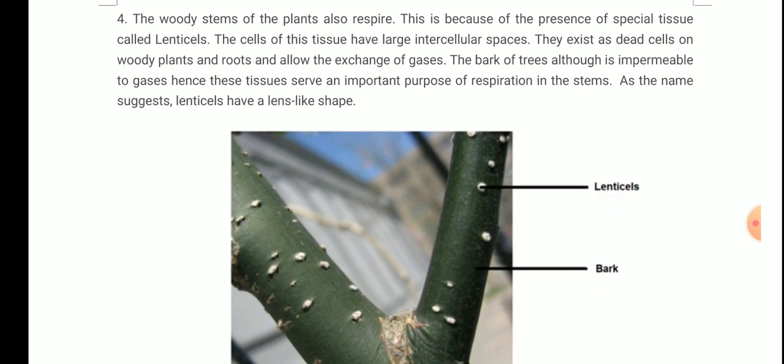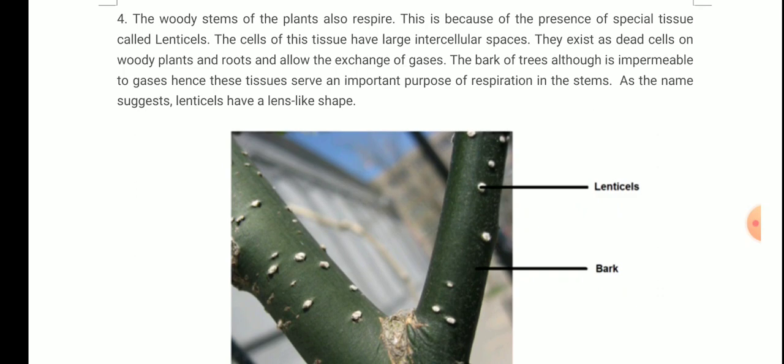How do the woody stems respire? Okay, the question may be asked to you that how the woody stems of the plant respire. So they respire with the help of these lenticels. Okay, now what is the characteristic of lenticels? We discussed that the cells of this tissue have large intercellular spaces.